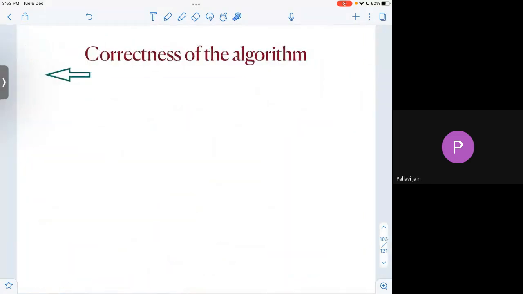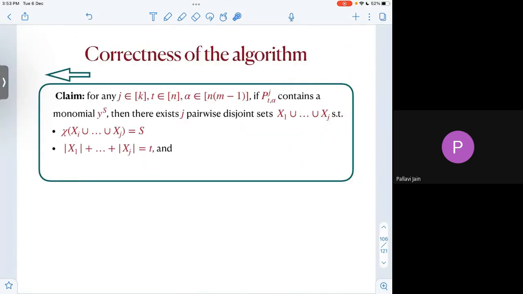So the reverse direction proof I will leave because we do not have time. But in case you want to discuss, we can discuss during the coffee break. That's all. Thank you.